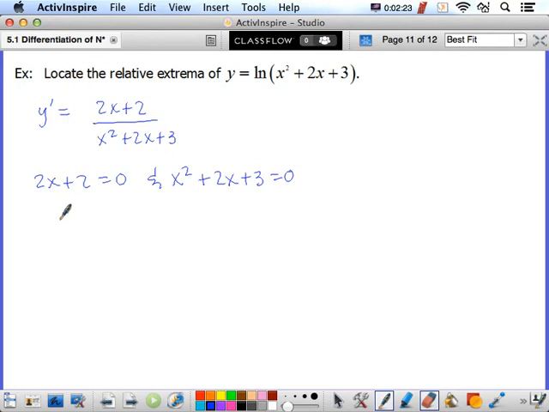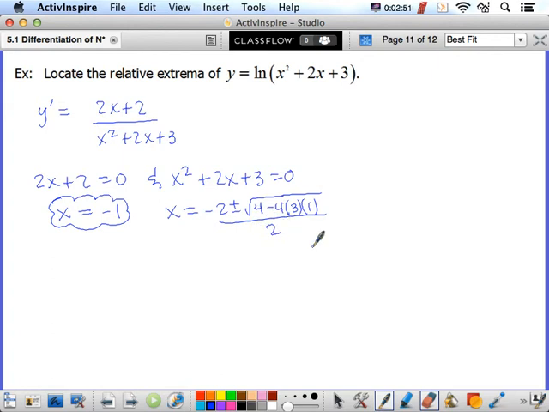And the first one will give me a critical number of -1. The second one won't factor, so we're going to have to look at the quadratic formula and see if we can find the critical numbers that way. So we have x equals opposite b plus or minus square root b squared minus 4ac, all over 2a, which is just 2 times 1.